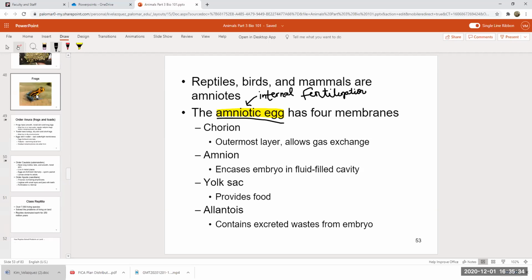Other problems living on land, going back to our list. So we just talked about really reproduction and desiccation kind of together. Vision and hearing are also improved in reptiles. Reptiles can see more colors and have better hearing. Temperature change. Reptiles have behavioral mechanisms for regulating their body temperature.